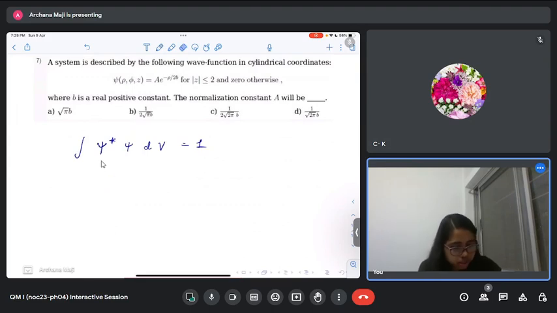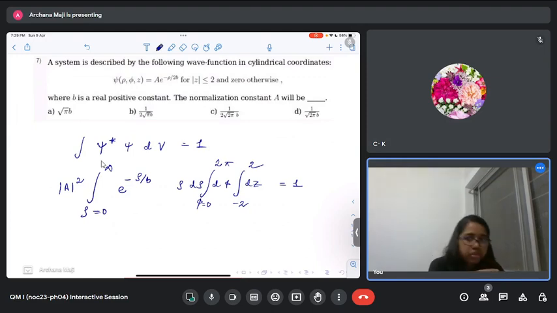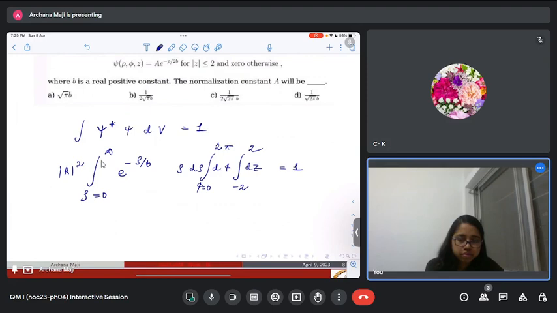Now for cylindrical coordinates, let me do that. So psi star psi, when you do it, becomes mod of A squared, then exponential minus rho over b. Then dv is nothing but rho d rho d phi dz. Now the wave function is this only for mod z less than or equal to 2, that means z lying between minus 2 and 2. Phi is 0 to 2 pi as in cylindrical coordinates, and rho from 0 to infinity. So this is what you need to do. Can you do this integration and tell me what you are getting for A among these options?